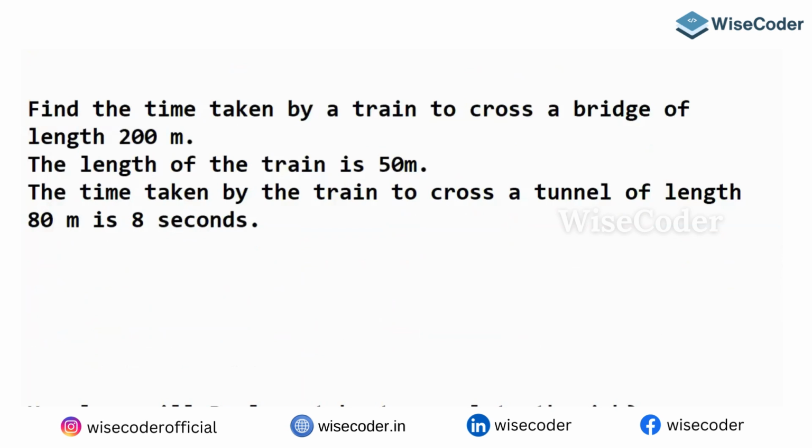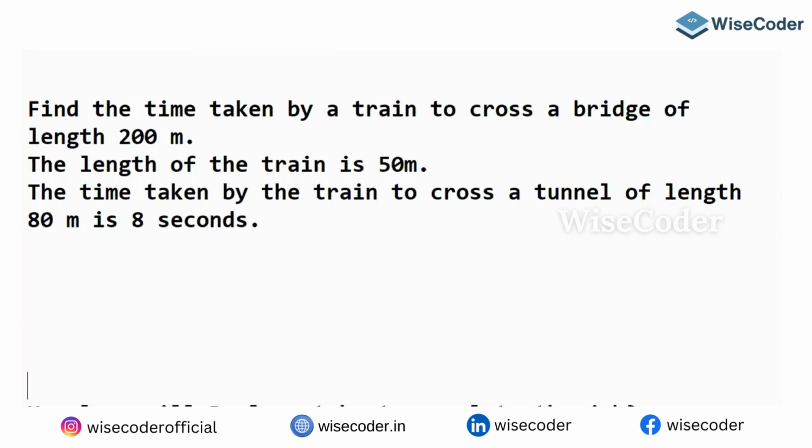Next. What is the next question? Find the time taken by a certain train to cross a bridge of length 200 meters. The length of the train is 50. Guys, again you want the time. The time formula is distance by speed. If you don't know the speed, you can't figure it out. So statement 1 alone is sufficient? No. Let's look at statement 2 alone.